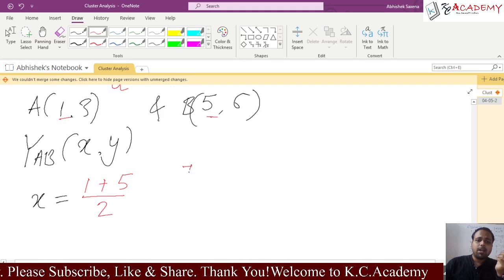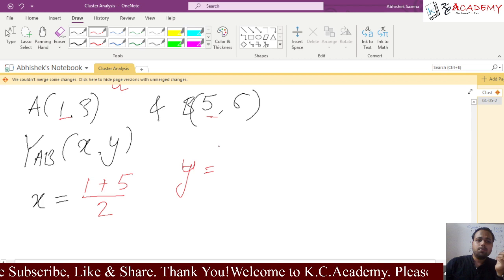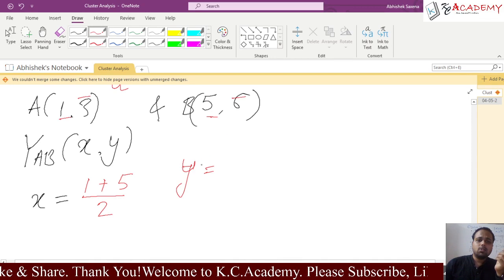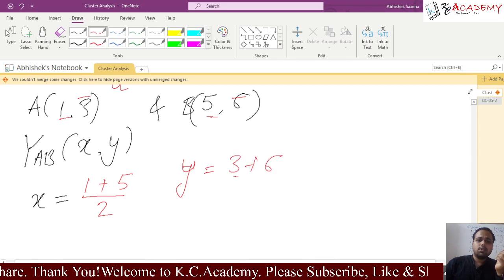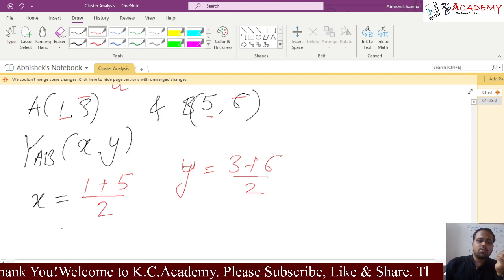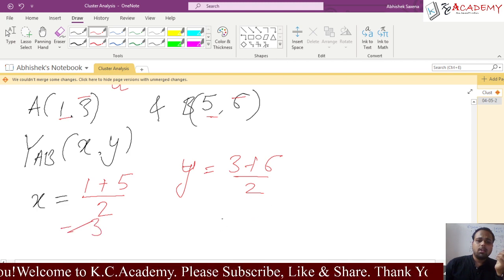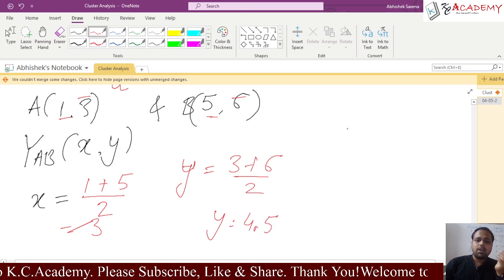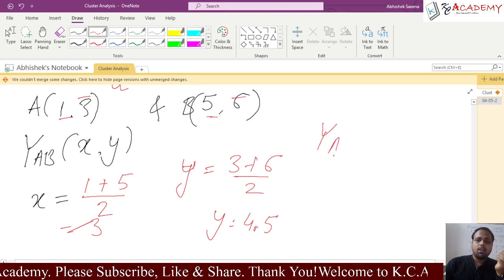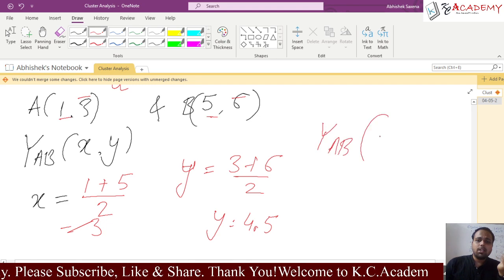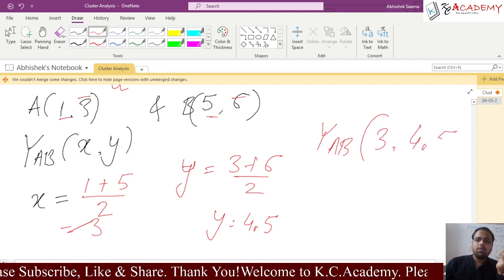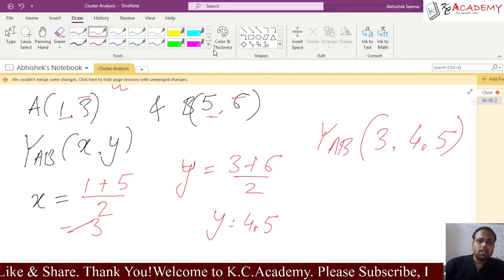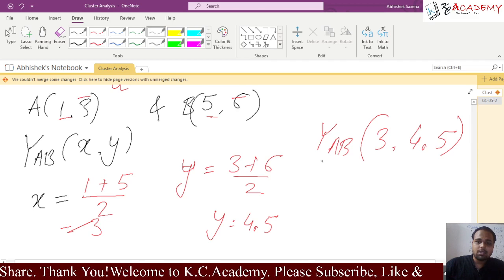Similarly, you can find y, which is equal to 3 plus 6 divided by 2. Here in the first one you will get 6 by 2, that is 3. For y you will get 3 plus 6, 9 by 2, that is 4.5. So what is your final value? Your final value for YAB, that coordinate, is (3, 4.5). Remember, whatever centroid you get, it will be a coordinate point.